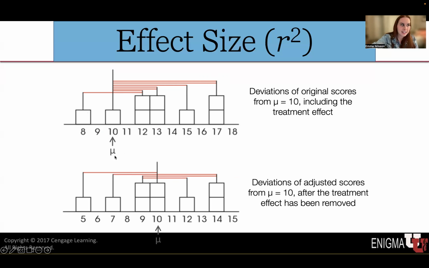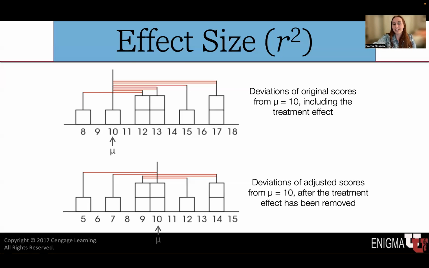For each score, the deviation from the hypothesized population mean of 10 is shown with a red line. So these are different sets of scores, right? And the deviation from the mean is shown with these red lines. Note that almost all of the scores in this original data set are located to the right of our hypothesized population mean. The shift to the right, like we said, is the treatment effect. We're seeing the treatment effect visually.